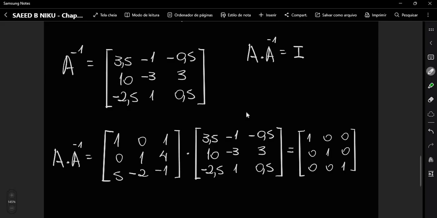So we did this to revise, and now we can calculate the inverse matrix out of a rotation matrix, and we will do this in the next video. And for now that is all. Thank you.